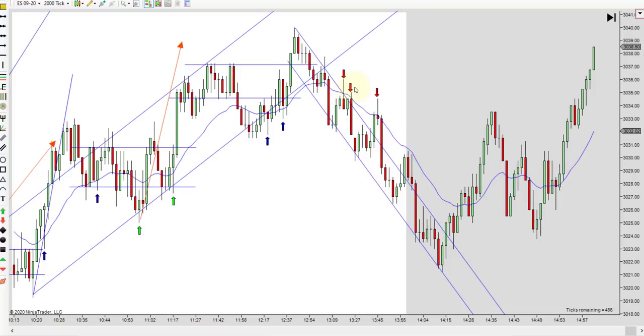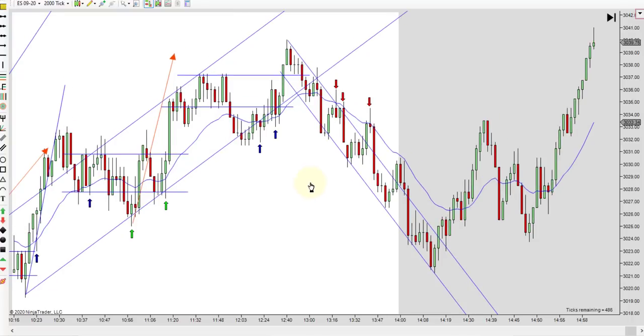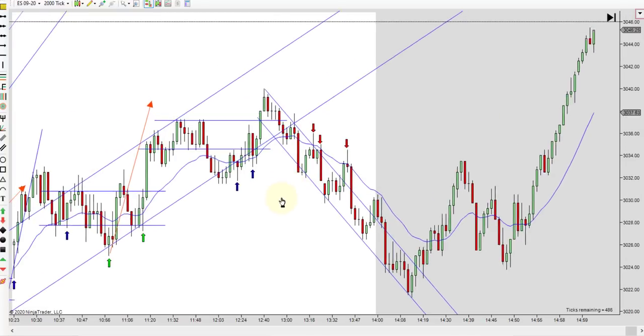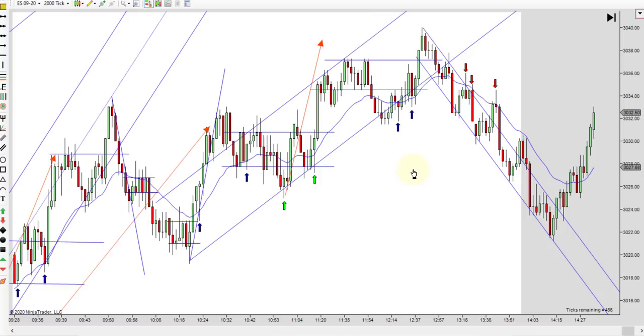So there's still two legs back. Notice one leg, correction, second leg, and then it turns down. So it's still a second entry. Second entries are just two legs. That's all they are. So make sure you understand that.